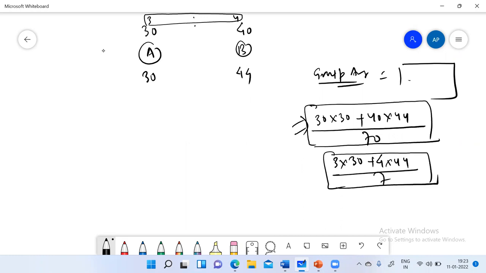Okay, clear till here? Is everyone clear till this point? Yes sir.